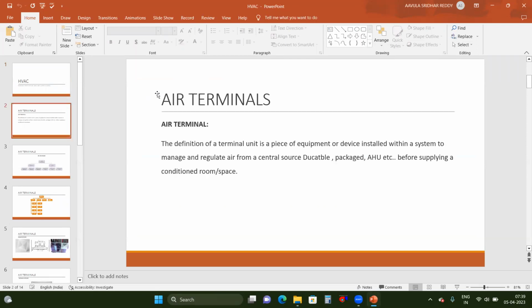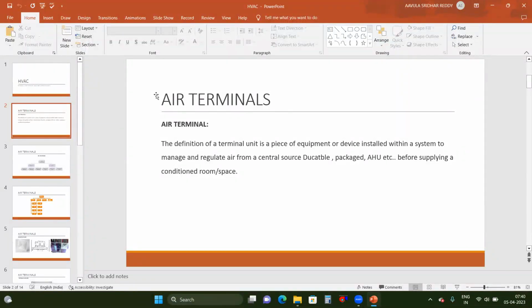So we'll see the definition of the air terminal. The definition of a terminal unit is a piece of equipment or device installed within a system to manage and regulate air from a central source, that may be ductable, package AC or AHU, etc., before supplying a conditioned room or space. So an air terminal is nothing but a piece of equipment installed at the room side.